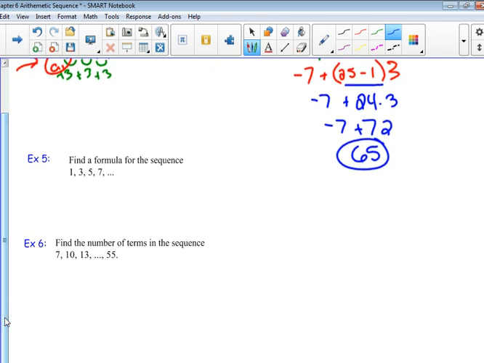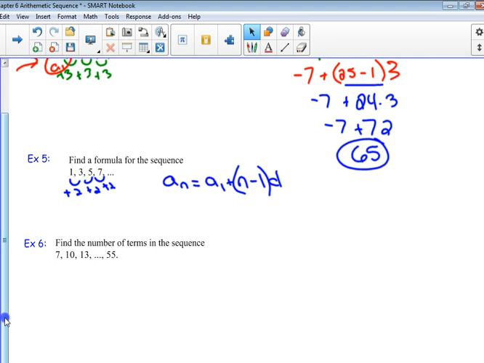All right, let's try another one. This next question asks you to find the formula for the sequence. Well, let's first see what's going on in here. What do you think the pattern is? Plus 2. Good job. So we're adding 2. If we're adding, we're going to use our arithmetic sequence formula. A sub n is a sub 1 plus n minus 1 times d. Let's fill in some things we know. Anybody know what we should put in place for a sub 1? Good job, 1, because 1 is our first term.